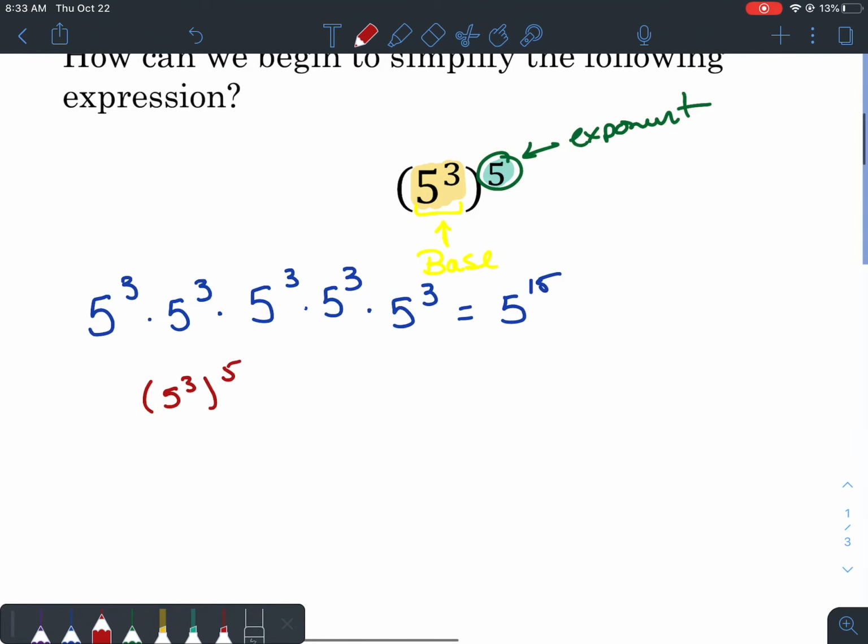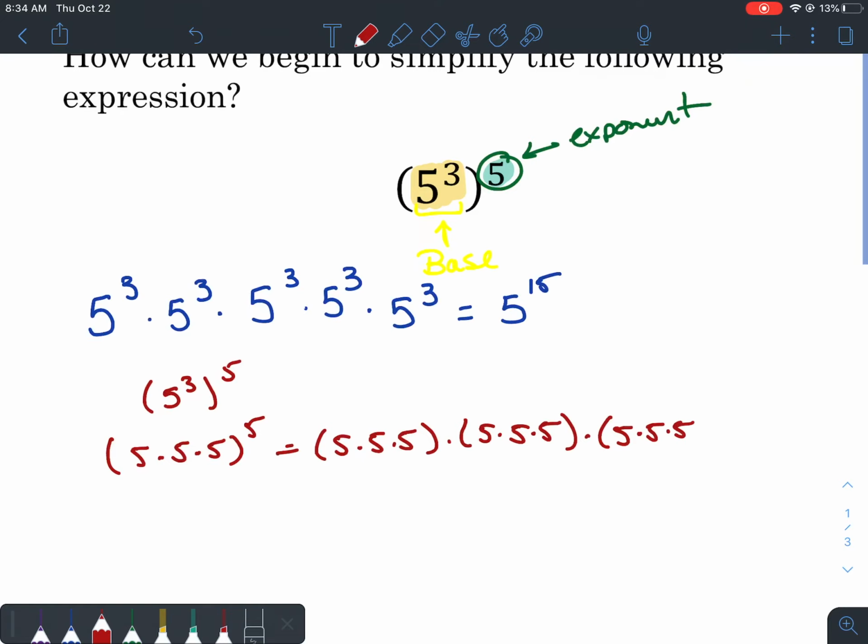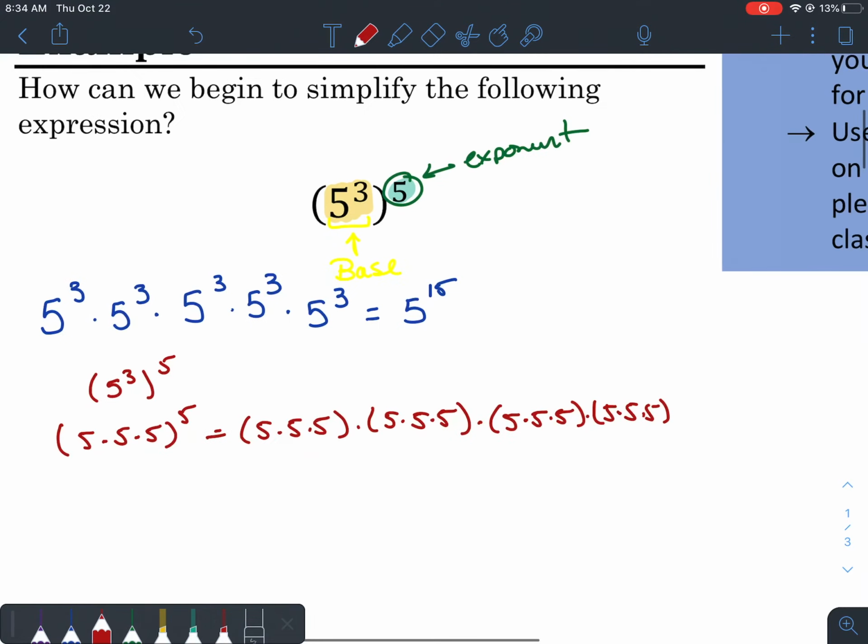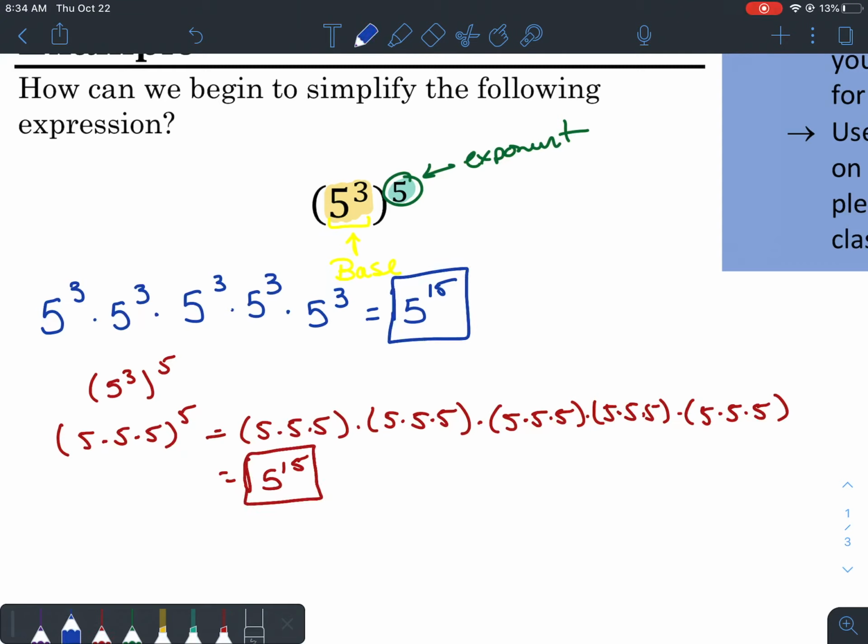Another way we could think of this is that 5 to the third can be written as 5 times 5 times 5, and that is all being raised to the fifth. So we could write it as 5 times 5 times 5, and so on, fifteen 5's in total. And that will give us 5 to the 15th because we're multiplying 5 15 times. Either one of these ways is a fine way to simplify this.